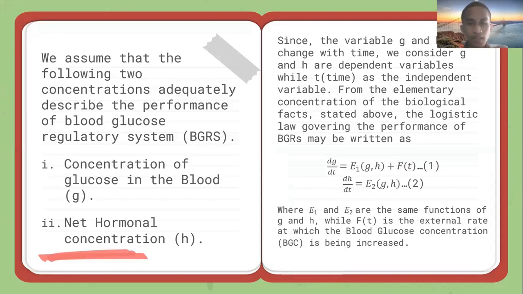From the elementary biological facts stated above, the logical law governing the performance of BGRS may be written as dG/dt = E1(G, H) + F(t), and dH/dt = E2(G, H), where E1 and E2 are functions of G and H, while F(t) is the external rate at which the blood glucose concentration, or BGC, is being increased.